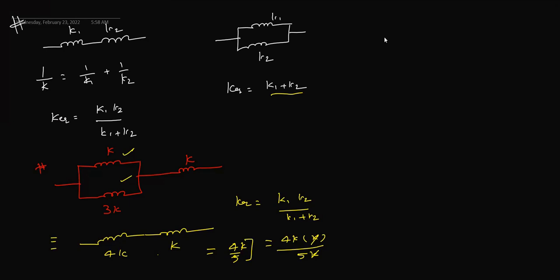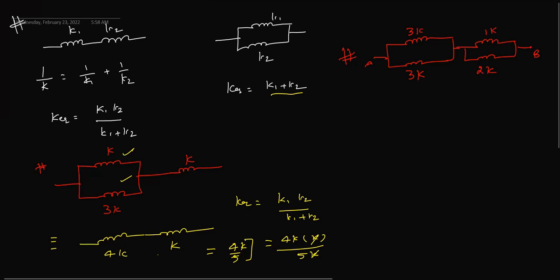Let me choose another question. They give it like this. This is one spring, this is another spring, this is one spring, this is another spring. This is point A, this is point B. Calculate K equivalent between A and B if this is 3K, this is 3K, this is 1K, this is 2K.